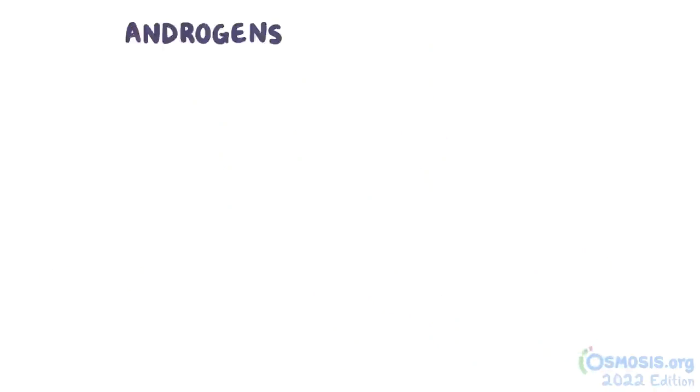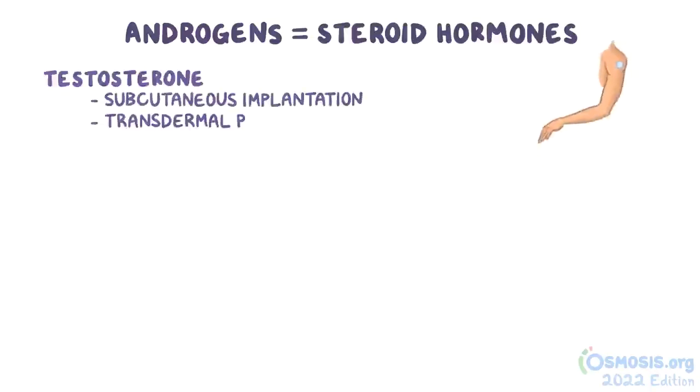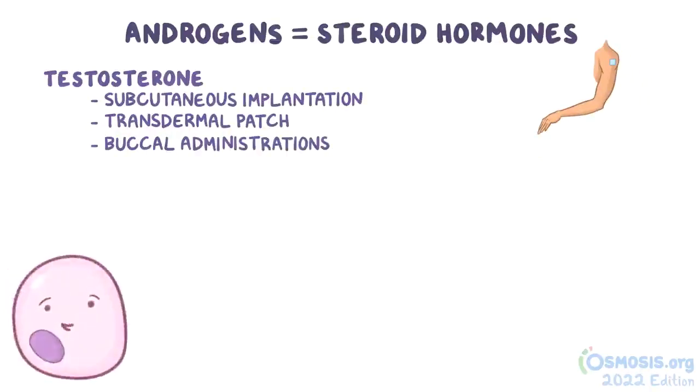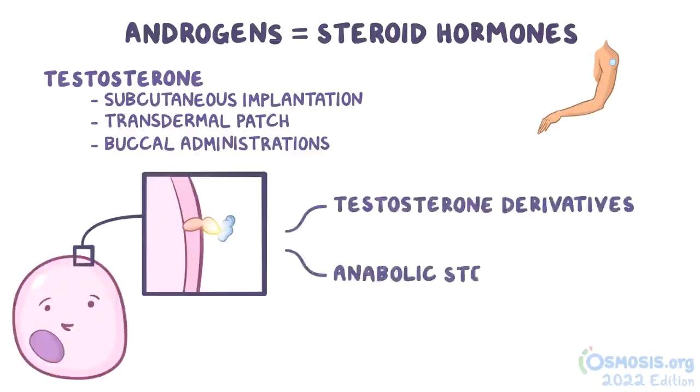Okay, androgens as a class of medication are steroid hormones. Testosterone itself can be given by subcutaneous implantation, by a transdermal patch, or via buccal administration. Synthetic androgens are agonists that activate androgen receptors on the cell surface, just like endogenous testosterone. There are two types of synthetic androgens, the testosterone derivatives and the anabolic steroids.